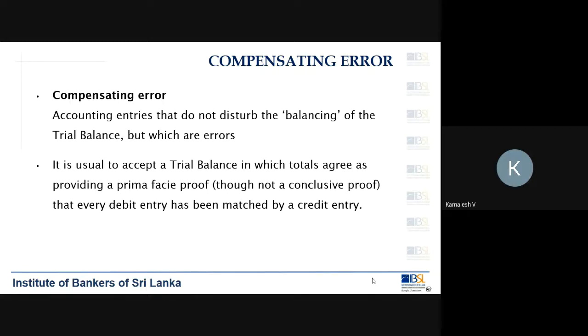Or there could be a case where you have extracted a trial balance. Your debtors balance is, let's say, 55,000. But due to an error, you go and enter it as 50,000. So whereas your debit total should have been 55,000, you enter it as 50,000.